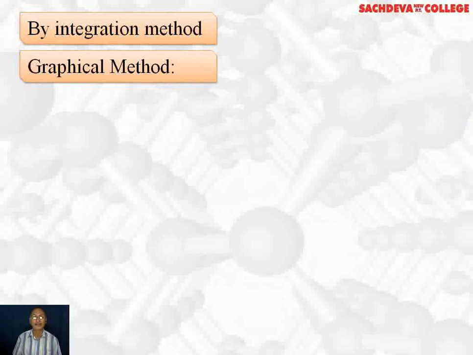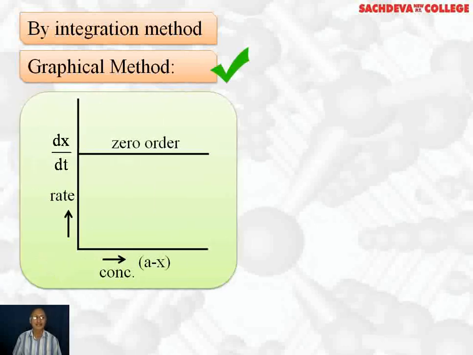For example, if the values fit into the expression for the first order reaction, we say that the reaction belongs to first order. And if by putting the values in the second order expression we get K constant, we say that the reaction is of second order. But this is a hit and trial method. Next we are taking the graphical method.